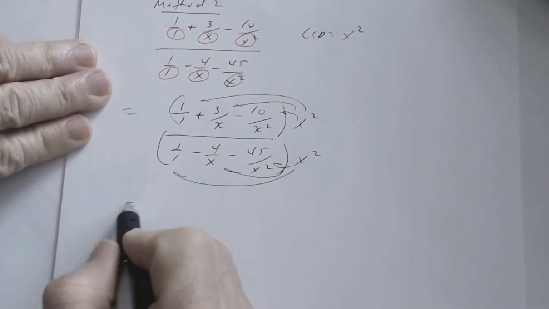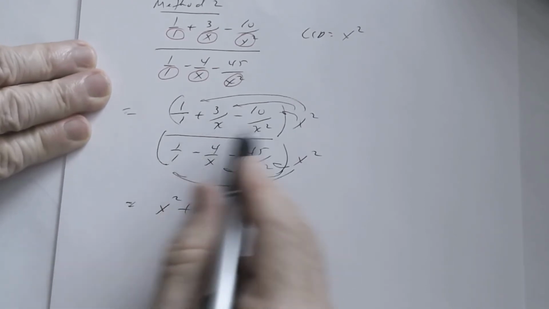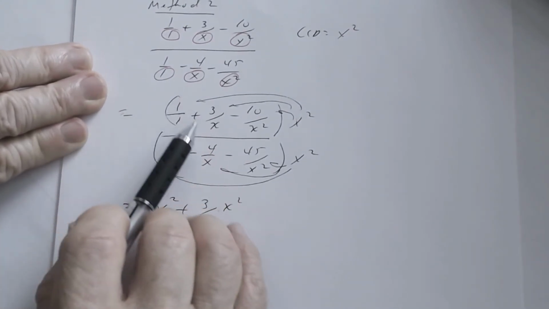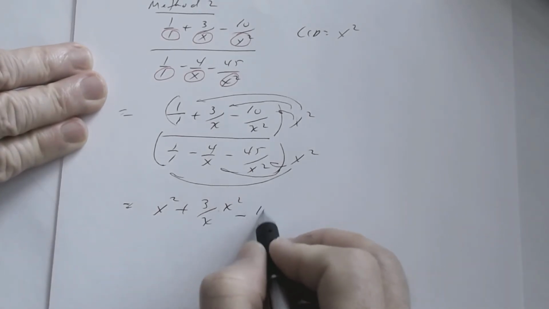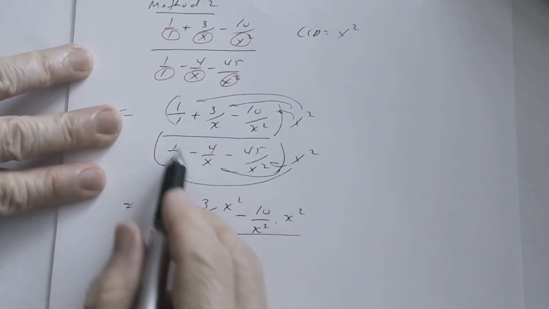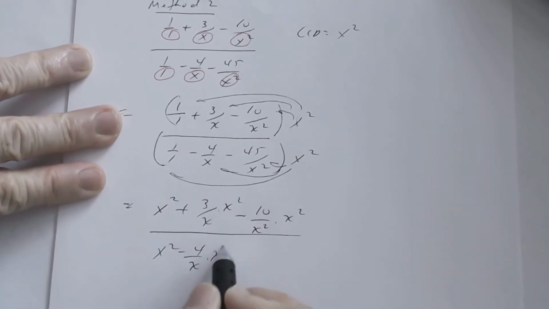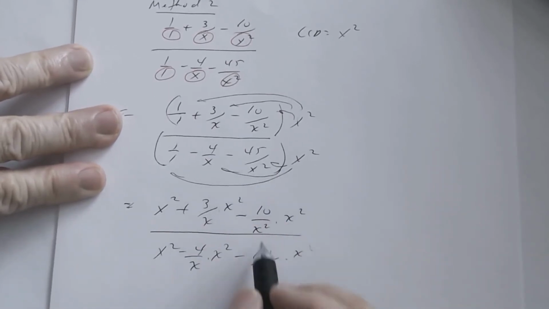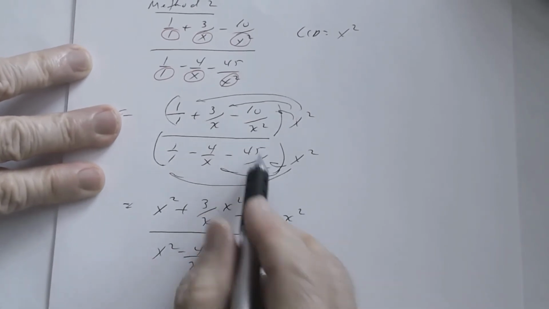Okay, so here's what we get. We get 1 times x squared. So that's just x squared. Plus 3 divided by x times x squared. So remember when doing method 2, every term is being multiplied by x squared, and that's what you see. And then the third term, 10 divided by x squared, is also being multiplied by x squared. Divided by, and the same thing in the denominator. 1 times x squared is x squared, minus 4 divided by x times x squared, minus, I'm sorry, 45 divided by x squared times x squared.